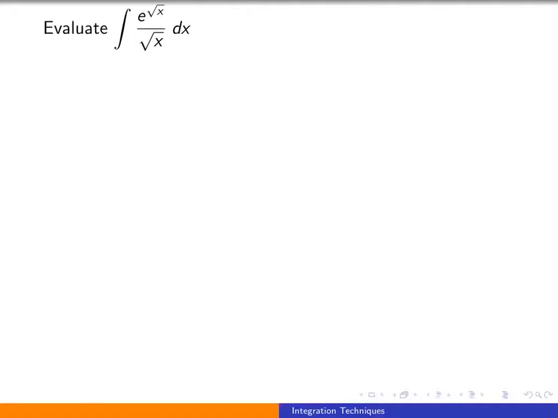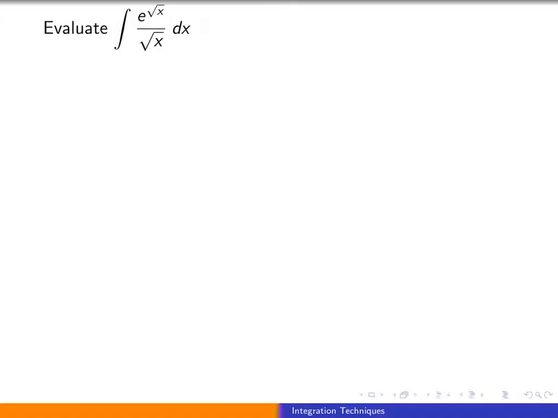In this example, we would like to evaluate the indefinite integral of e raised to the power square root x, all divided by square root x. Now, in order to evaluate this, let's just note that we see this kind of key form that we are looking for, this function derivative pair.